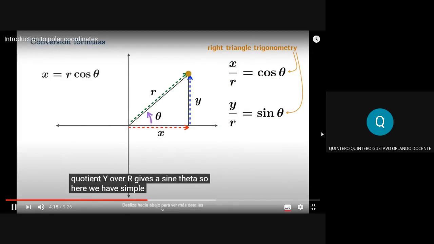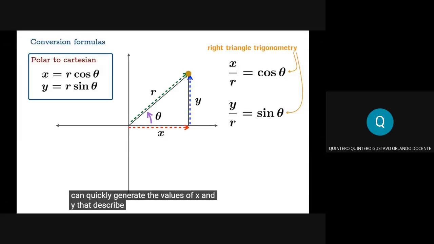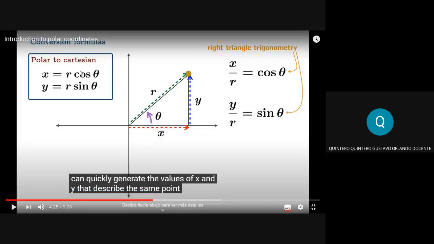So here we have simple equations which allow us to move from polar to Cartesian coordinates, the ones that I was showing you. If we know R and theta, we can quickly generate the values of X and Y that describe the same point. Again, if we have the values of R and theta, then we can find the values of X and Y. These are effectively the conversion formulas to change from polar to Cartesian.